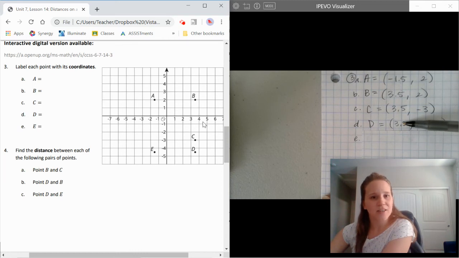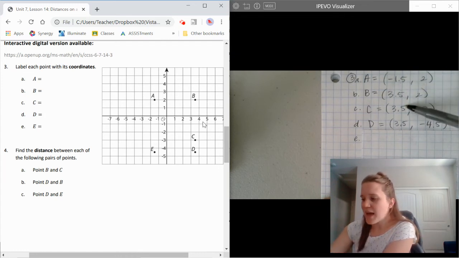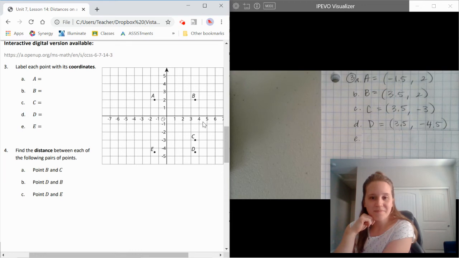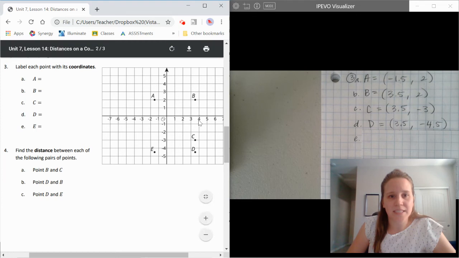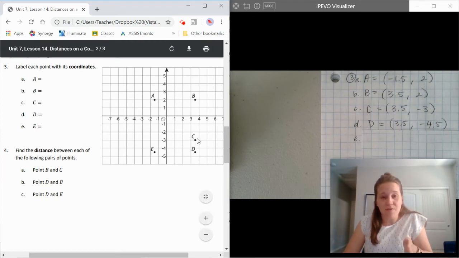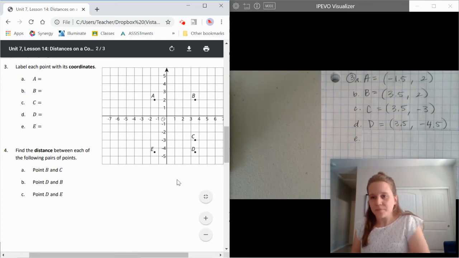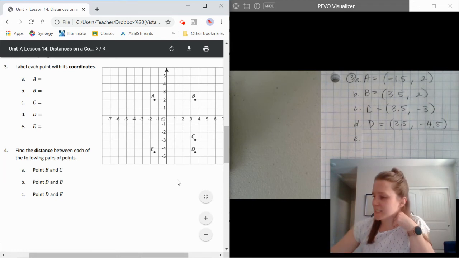How can you tell that by looking on the graph? What does it look like to have the same x value for multiple points? Yeah, it looks like all these points are stacked up on the same part on that horizontal number line. So they're all in a straight vertical line at 3.5. Pretty cool. Can you tell how far apart C and D are?